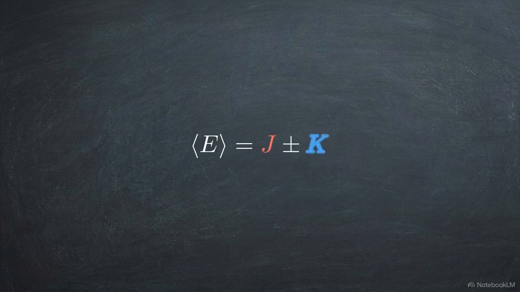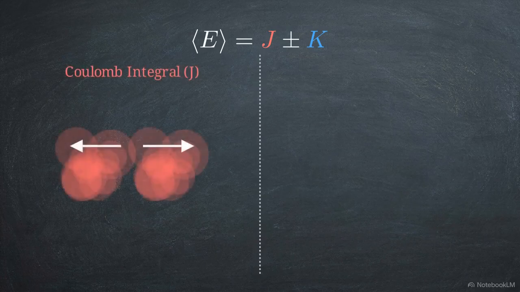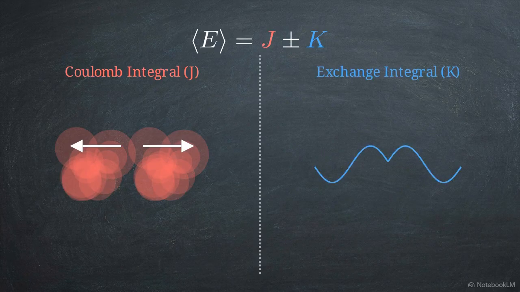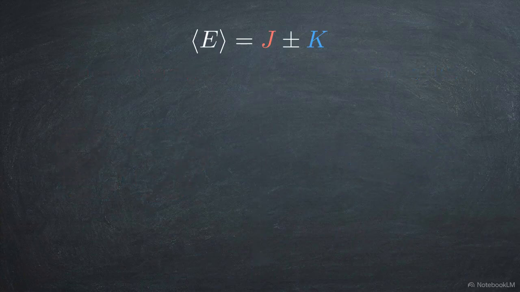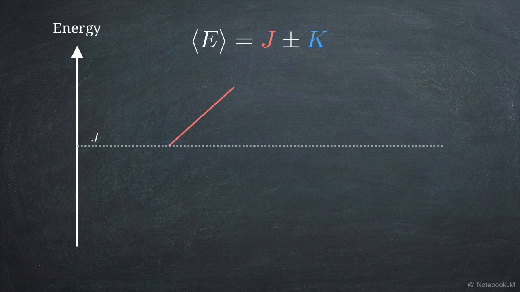the system's total energy. The energy expectation value breaks down into two distinct variables: the Coulomb integral, denoted as J, and the exchange integral, denoted as K. The Coulomb integral represents the standard classical electrostatic repulsion you would expect between two negatively charged densities. The exchange integral is a quantum mechanical modification arising from the fact that the electrons are indistinguishable.